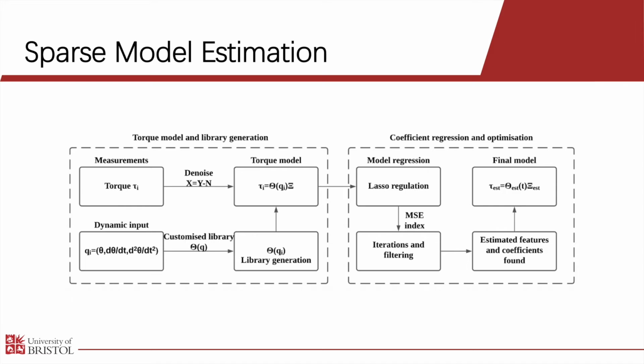Here, let's focus on the sparse modeling for estimation. The complete flow chart is shown on this page. The approach can be split into two parts: the generation of the torque model and the corresponding library, and the optimization of coefficient regression. In our work, a novel denoising approach is applied by estimating the noise signals as a latent variable relating the measurement and the real dynamics model. This method derives the accurate noise signals from a small dataset as an individual signal rather than smoothing it.